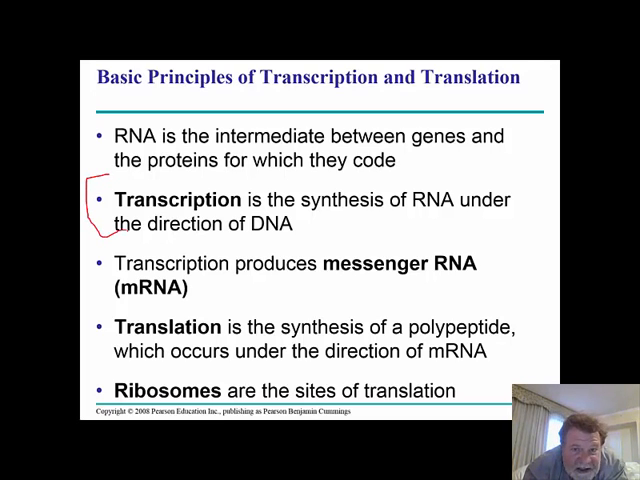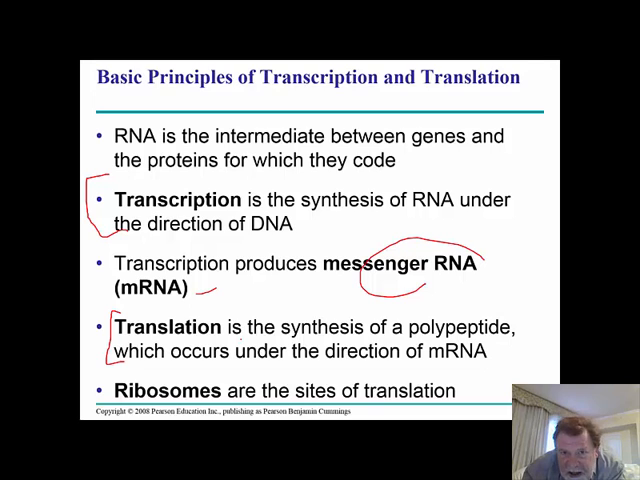So transcription is the synthesis of RNA under the direction of DNA. Transcription produces what we call a messenger RNA, an mRNA. Translation is the synthesis of a polypeptide, which occurs under the direction of mRNA by the ribosomes. And again, these ribosomes are the sites of translation.